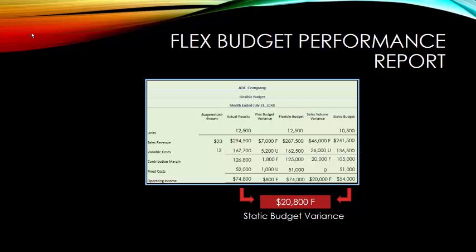Maybe it took our laborers less hours. There could be a ton of different things that went in there, but this is just a big grouping of all of the different reasons that your income could have been higher or lower than what it should have been in your flex budget. And it's anything that's going to increase income that's not attributed to just an increase in sales volume.